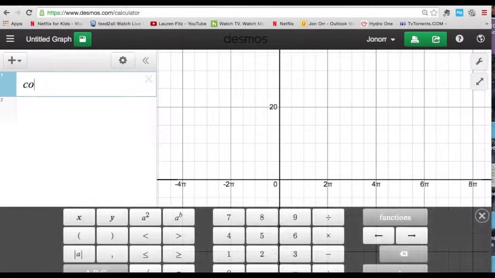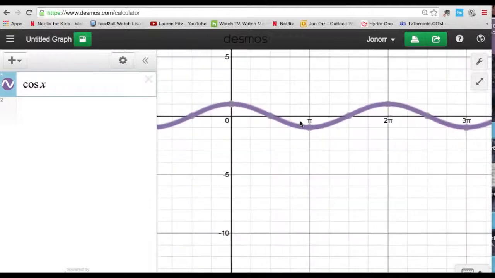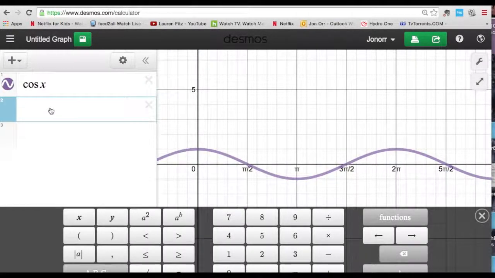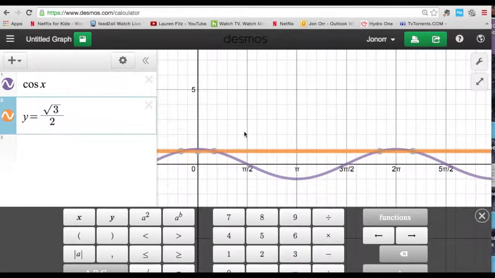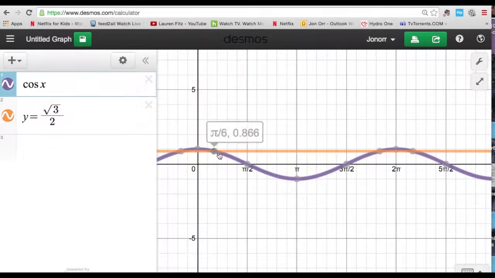If I put in cosine of x, there's my cosine function. If I zoom in, so there's cos. And if I put in where root 3 over 2 would lie, I create a horizontal line. Then wherever this horizontal line matches the cosine curve, when these two are equal, I'm looking for my x value. So there's pi over 6 right there, and there's another one. There's 11 pi over 6.